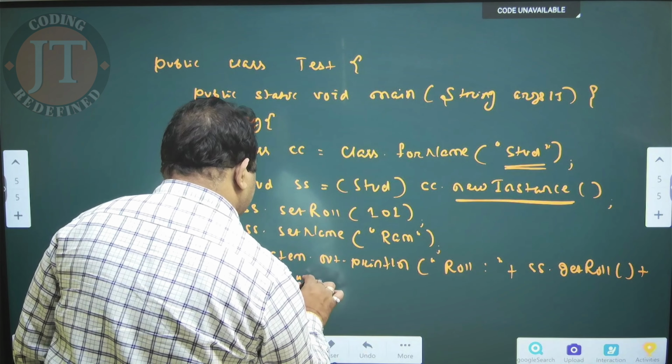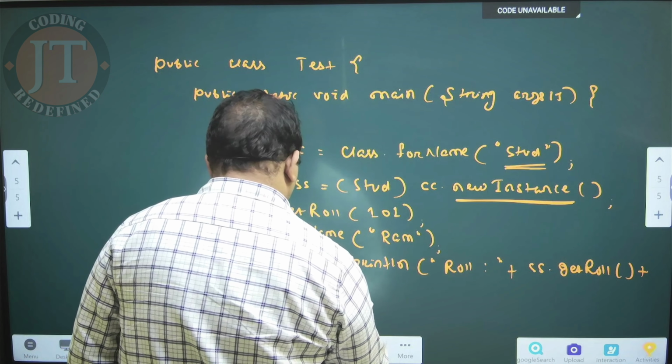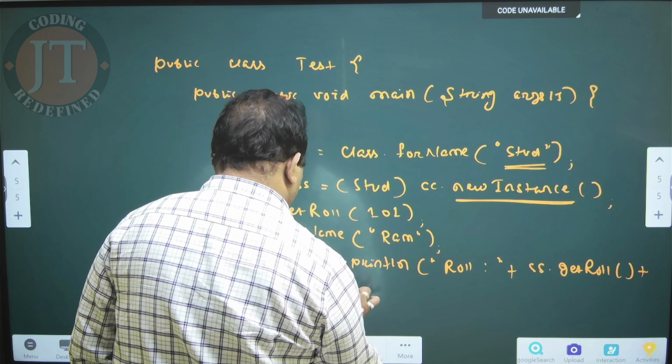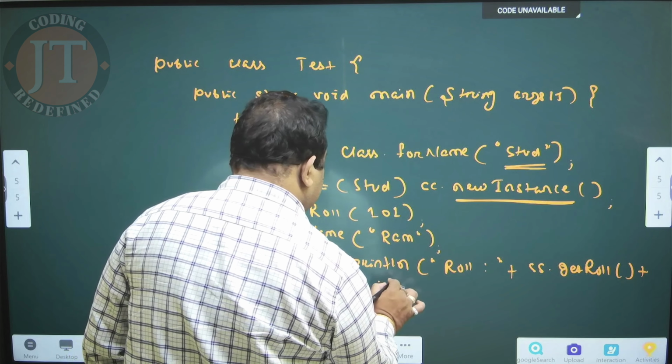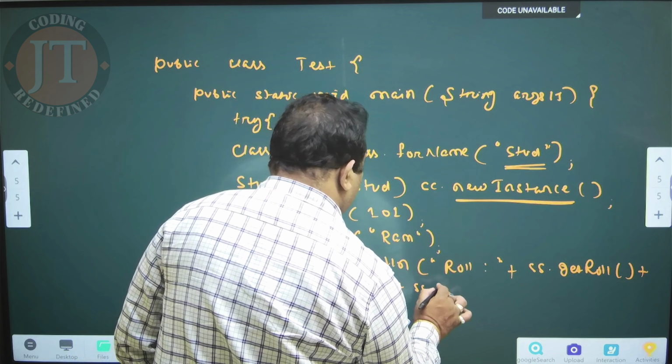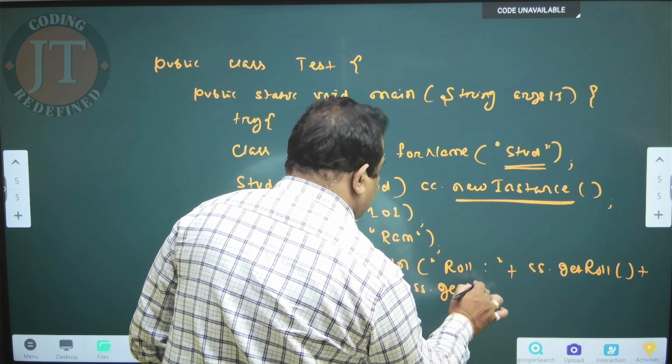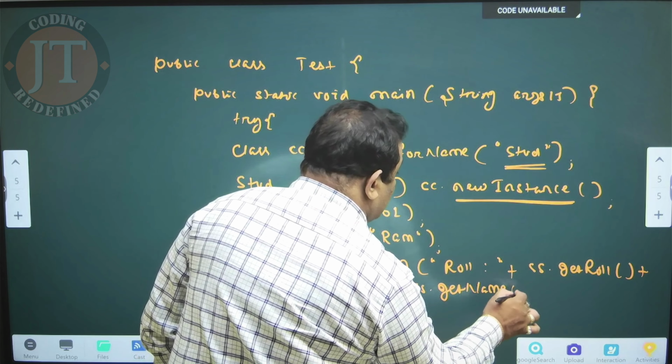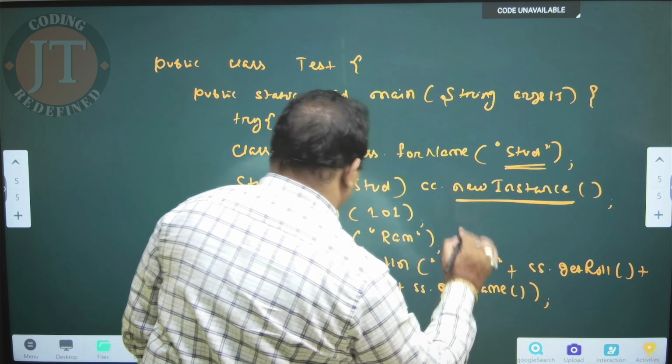Then what is the next job? I just write here, one tab, "Name is" + SS.getName(). Be careful, I just cover this part.